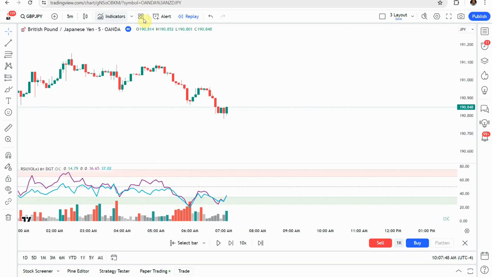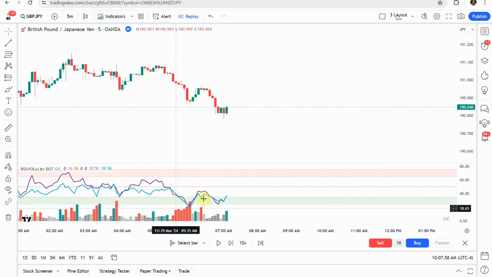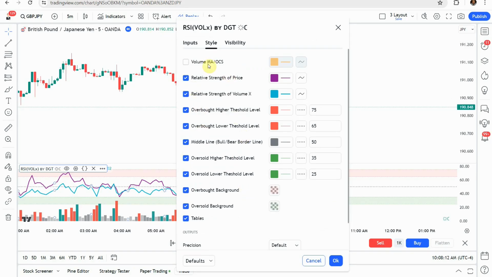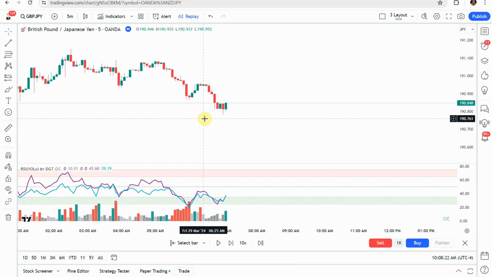And so the indicator you will want to add to the screen is going to be the relative strength of volume indicators by DJT. And so you'll add that to the screen, and it'll look similar to this here at the bottom of the screen here. What we'll do is jump into the settings. You'll go ahead and under the inputs, you'll turn off the volume weighted colored bars right here. And then under the styles, you'll go ahead and turn off the volume MA-OCS and click OK, and it should look as I have on screen now.